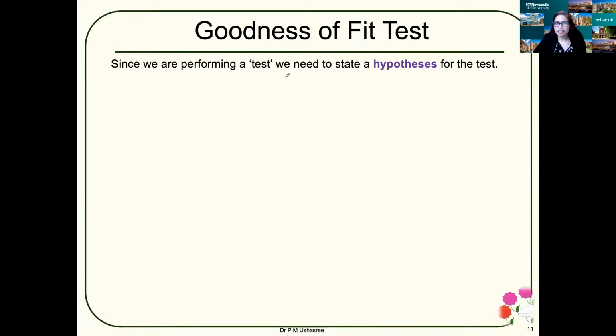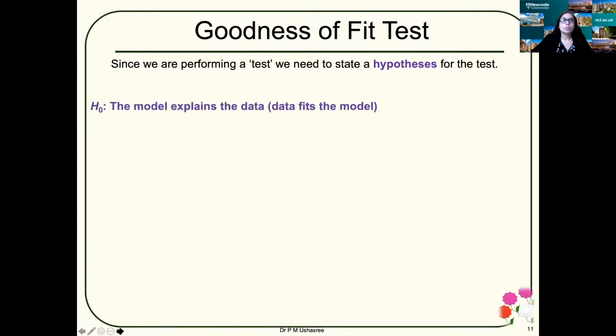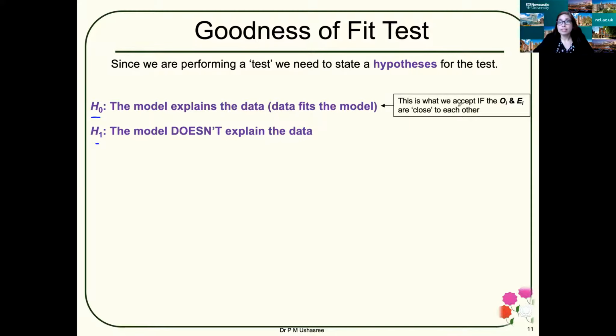Since we are performing a test, we need to state a hypothesis for the test, isn't it? Whenever we have a hypothesis to be tested, we have to state it, just like last week. So again, H0, the null hypothesis, should be no change. That is, the model explains the data, the data fits the model. And the alternative hypothesis is that the model does not explain the data. The null is what we expect if the observed and expected frequencies are close to each other, as I mentioned just now. The alternative is what we expect when the observed and expected frequencies are too different.